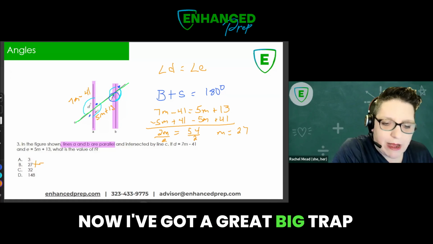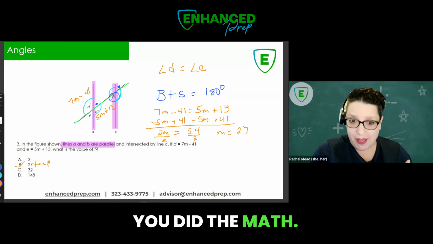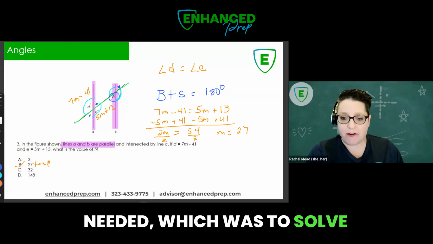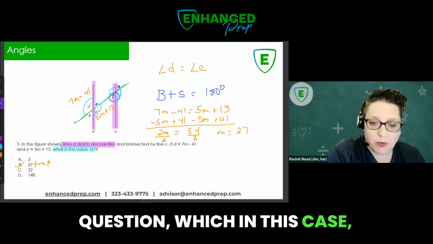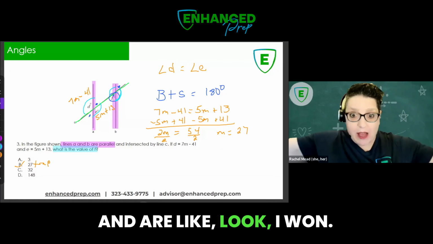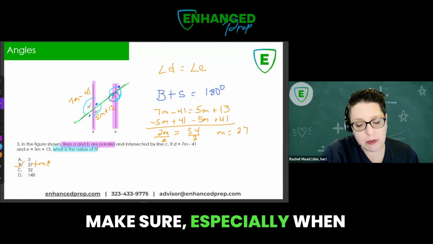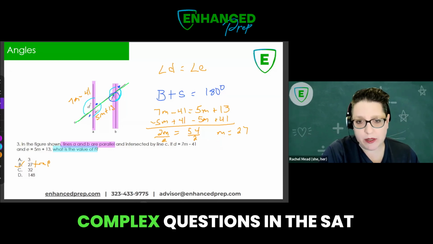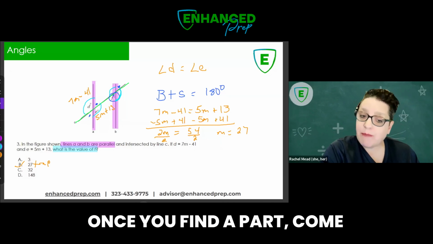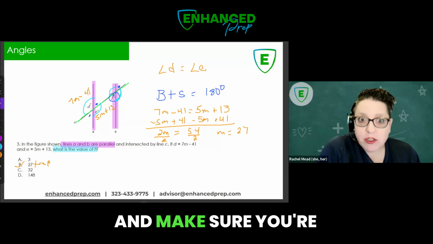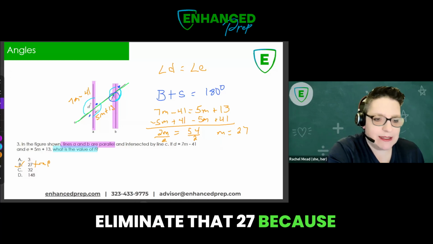Now I've got a great big trap in the answer. And this is a very common thing that the test writers do. You did the math for the first thing you needed, which was to solve for m. It's really common that students lose track of the question, which in this case is, what is the value of F? And are like, look, I won. I solved for m. I see that answer. I'm going to choose it and move on. Make sure, especially when you're working on some of the complex questions in the SAT math, that once you find a part, you come back and read your question and make sure you're answering the question that's being asked. So in this case, I have to eliminate that 27 because that's incorrect.